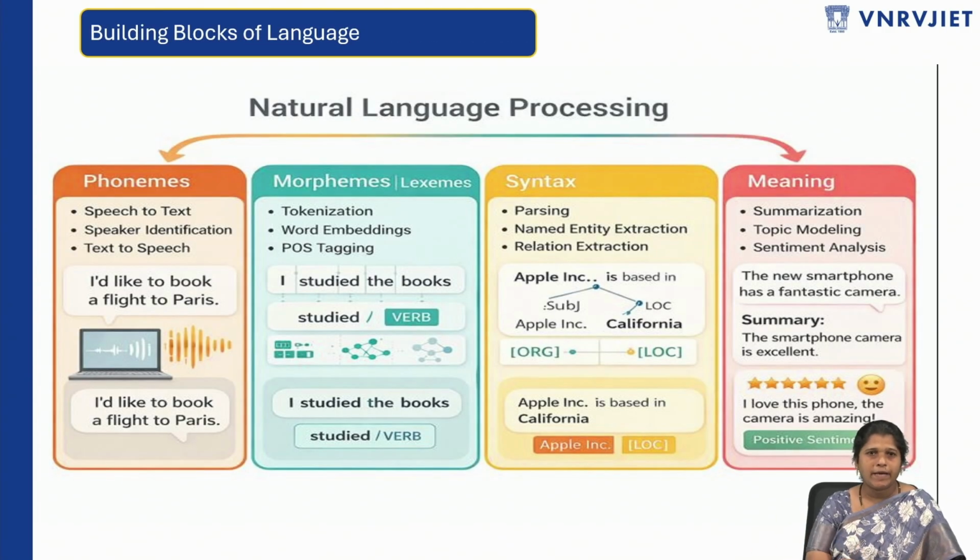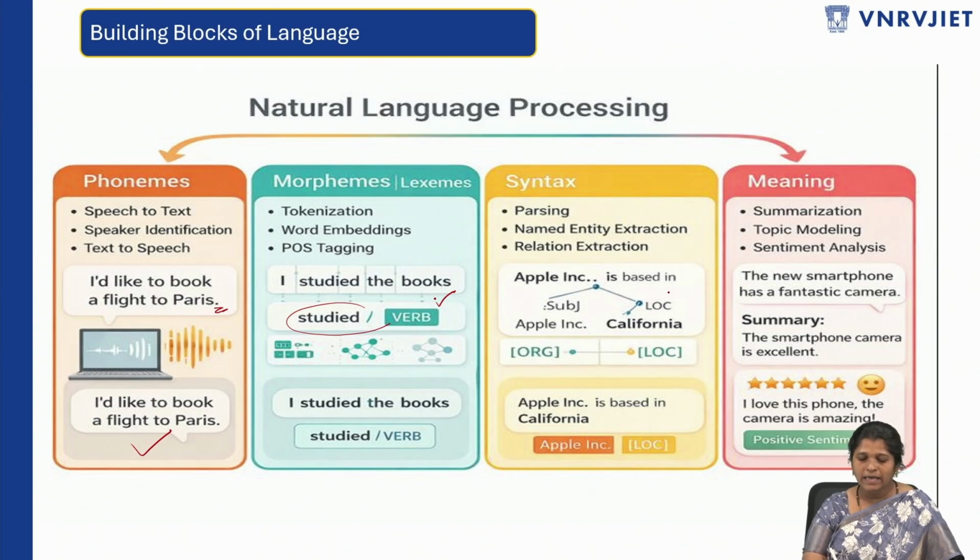If we take one small scenario to emphasize phonemes, morphemes, syntax and meaning, see here, there is a sentence: "I would like to book a flight to Paris." It's just a sentence converted from text or audio to the system. In the morphemes, we are trying to analyze what the word stands for: flight, Paris, what is noun. Here in the sentence "I studied the books," studied is the verb, books is the noun. Because of this task called studying, the books are being emphasized. The books is the general word.